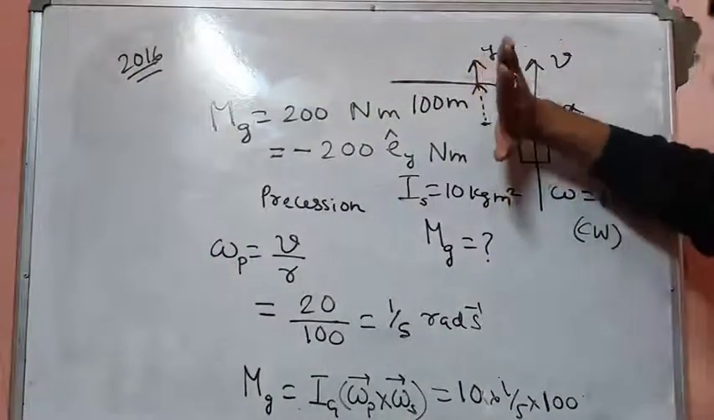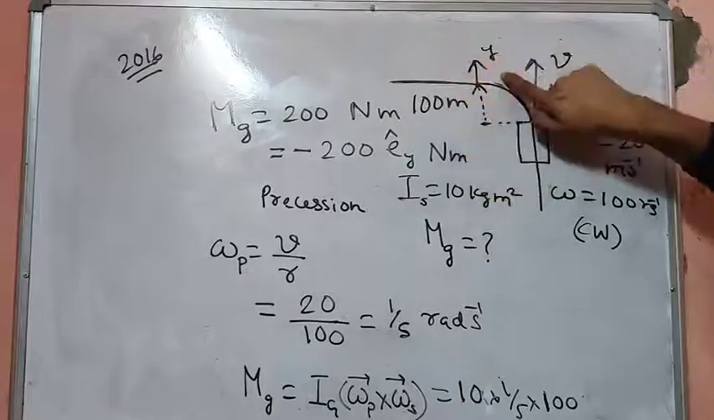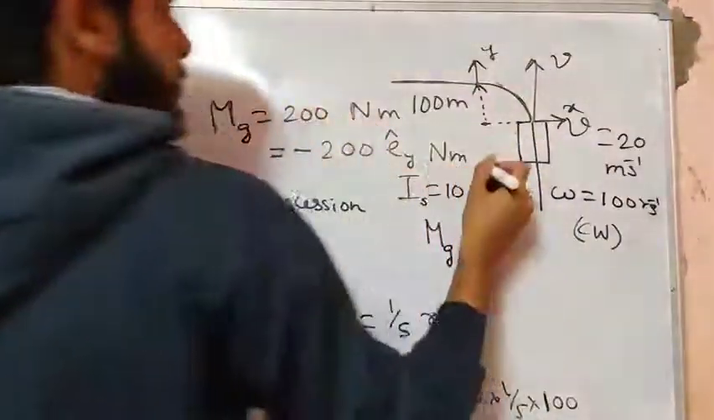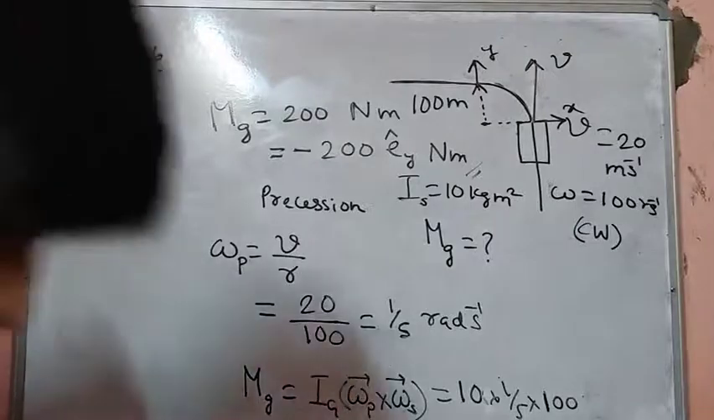Okay, so as you can see, omega p cross omega s is along the negative y direction, so minus Ey. Fine. So this gives the solution to the problem.